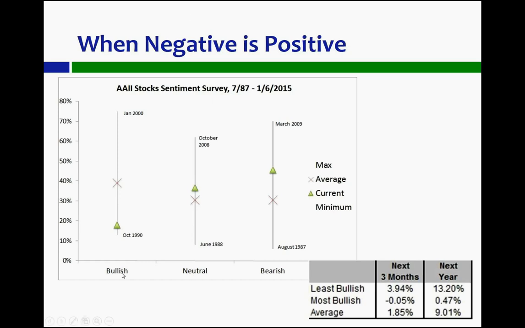And on the left-hand side of this chart, we can see the range of readings from 1987 through January of 2015. There have been people that were bullish on the market as low as 15% in 1990 to as high as 75% in January of 2000 when the tech bubble topped.